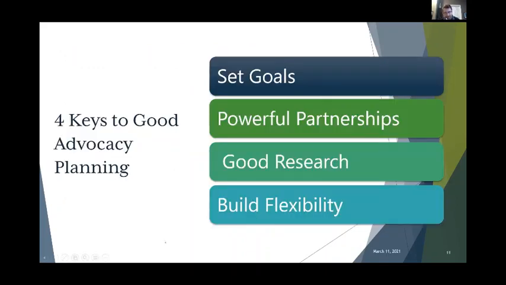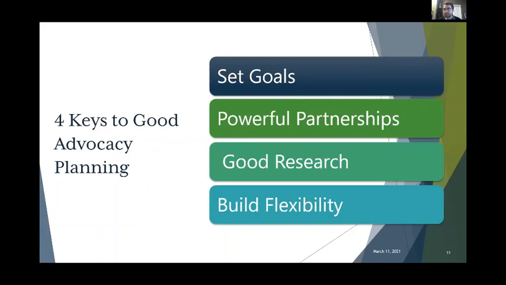So just to recap, the four keys, I'd say, are good things to keep in mind. Like any plan, start with the goals. What do you want to achieve with this? It could be a regulatory change. It could be more funding for X. And it could be as simple as creating more jobs, or creating X jobs. So all goals are good goals, I think, when it comes to advocacy.